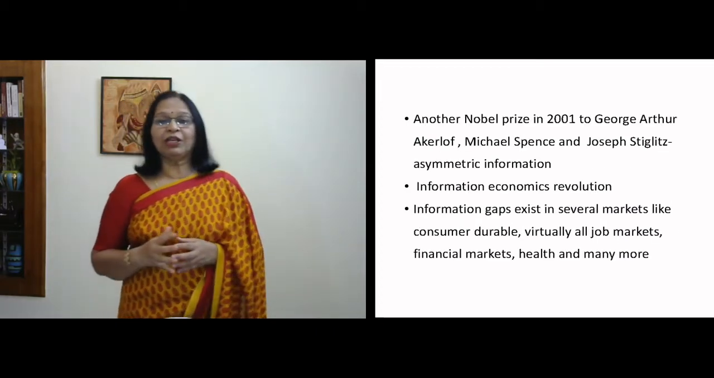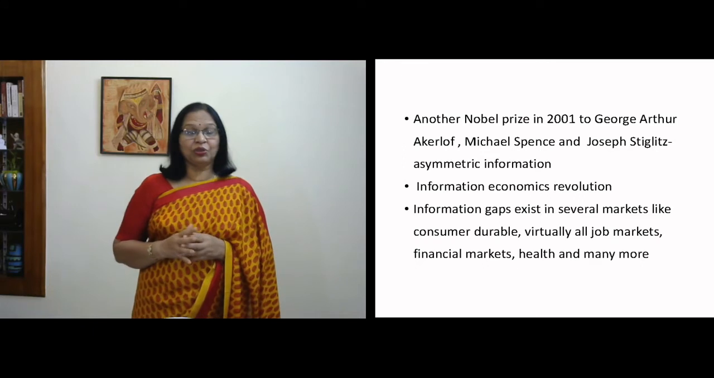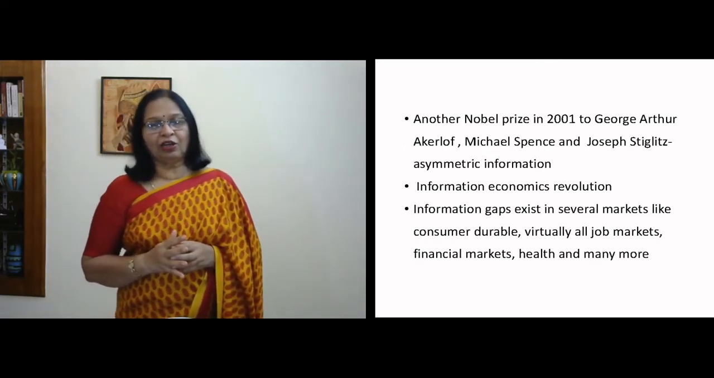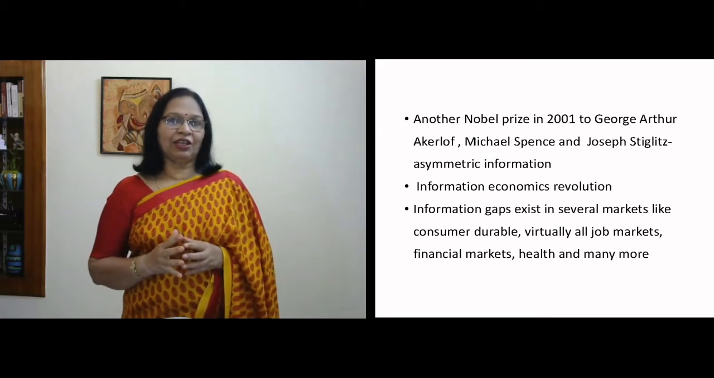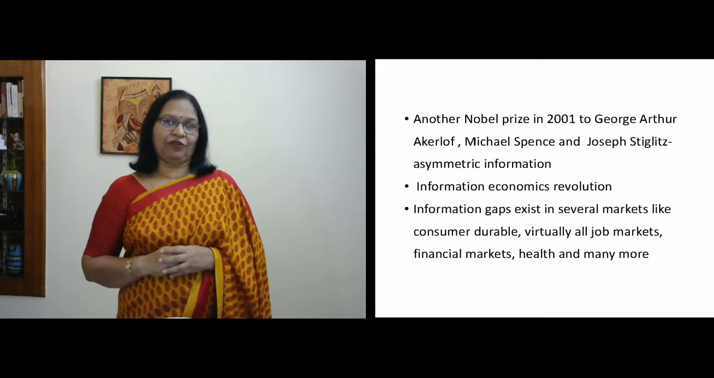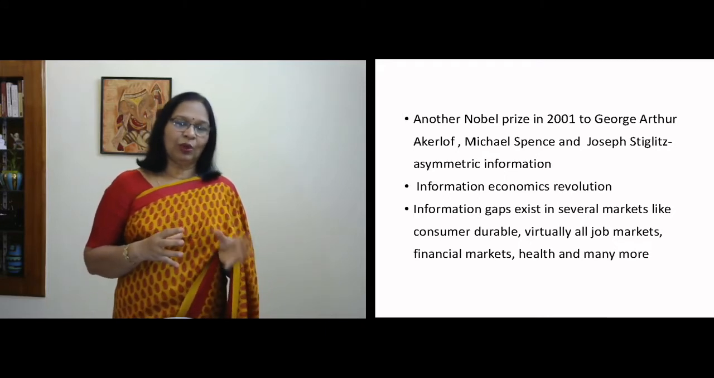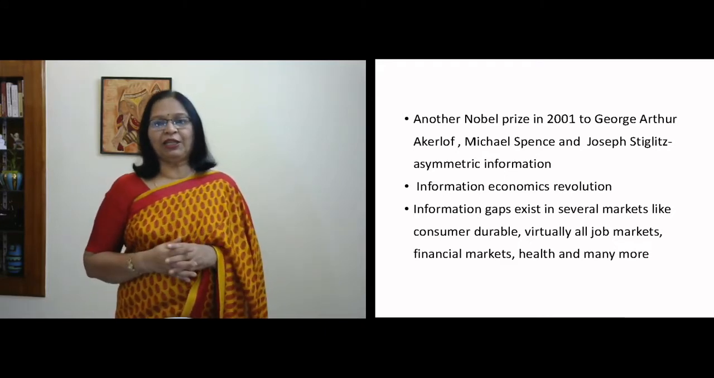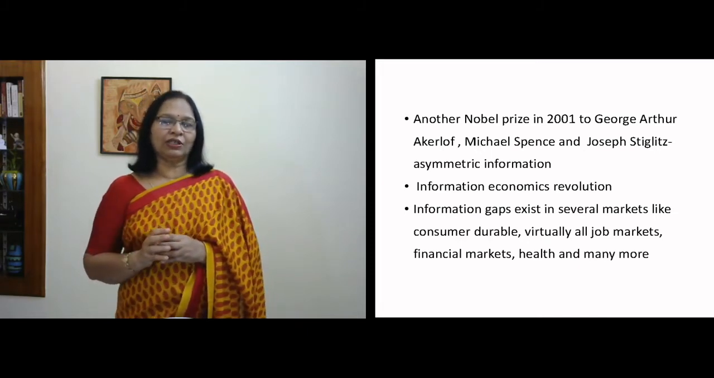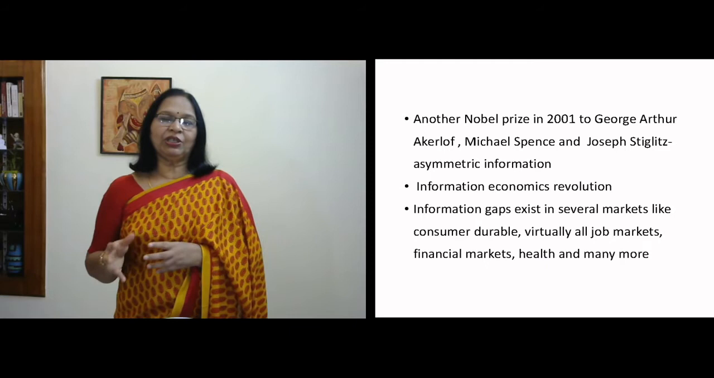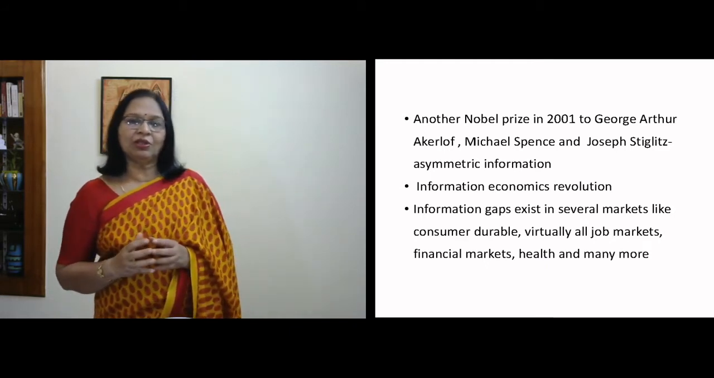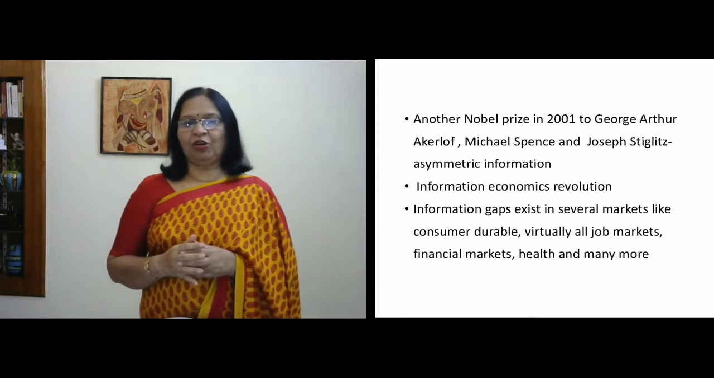Yet another Nobel Prize was given in 2001 to George Akerlof, Michael Spence, and Joseph Stiglitz, and their study was on asymmetric information: asymmetry, one party having more information than the other. This led to a new area of study called the information economics revolution. A lot of studies have happened thereafter on information economics.